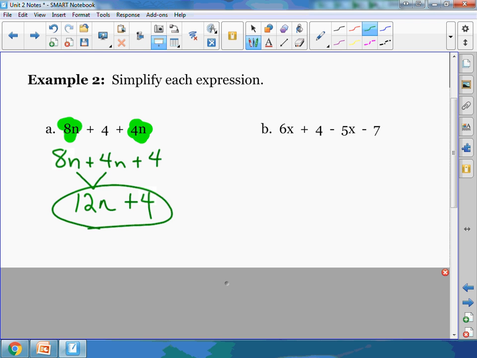I want you to try letter B. Do it in pencil, because it's quite possible you'll make a mistake. Just try it.